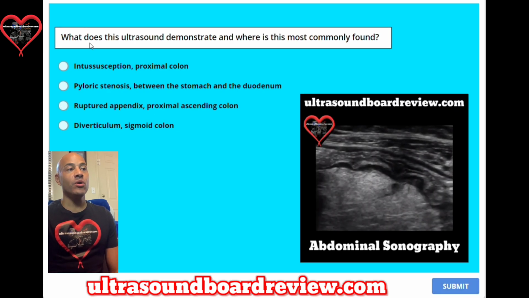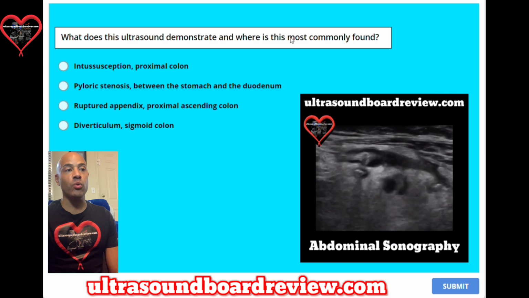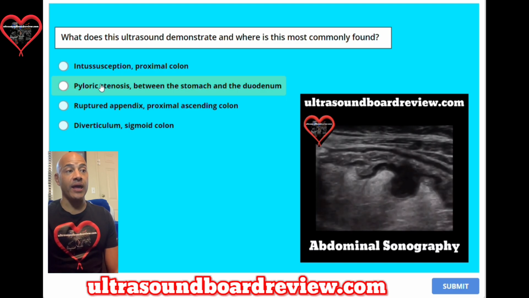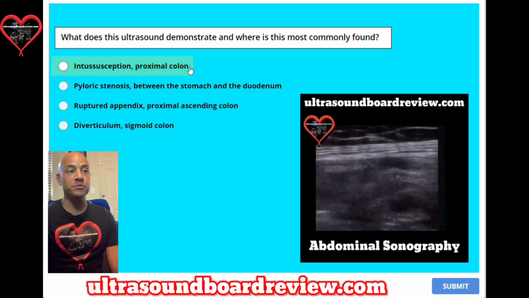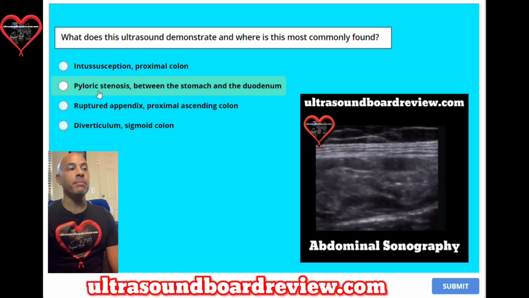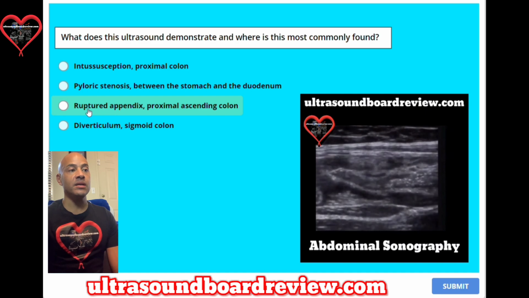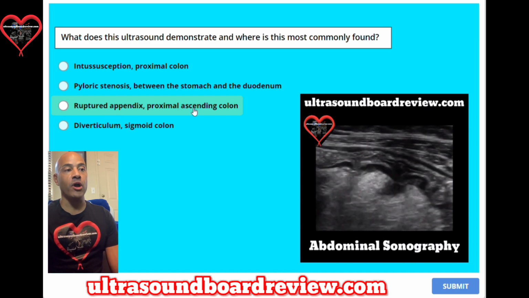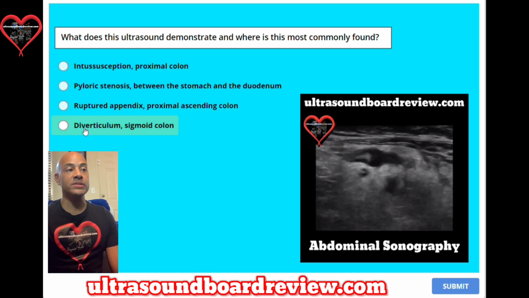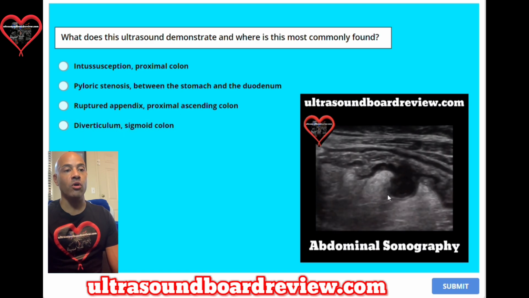Question 75. What does this ultrasound demonstrate and where is this most commonly found? A, intussusception in proximal colon. B, pyloric stenosis between the stomach and the duodenum. C, ruptured appendix in proximal ascending colon. Or D, diverticulum and sigmoid colon.